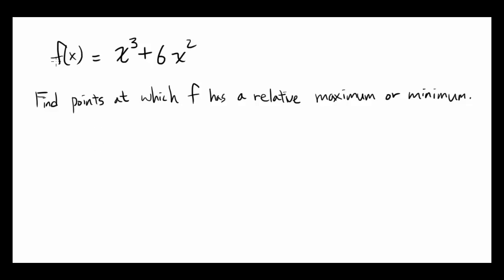We have a function given to us, f of x is x cubed plus 6x squared, and we wish to find the point at which f has a relative maximum or relative minimum. In this video, we're going to do this by applying the first derivative test. There's another way of doing it by applying the second derivative test, which I will teach you in some other video. But let's focus on the first derivative test in this video.